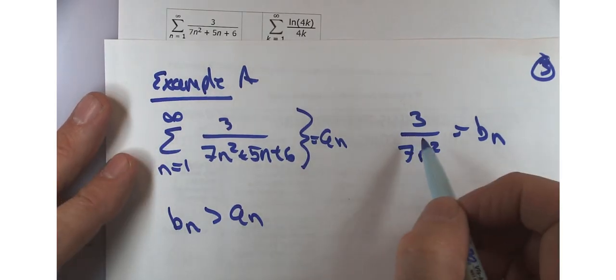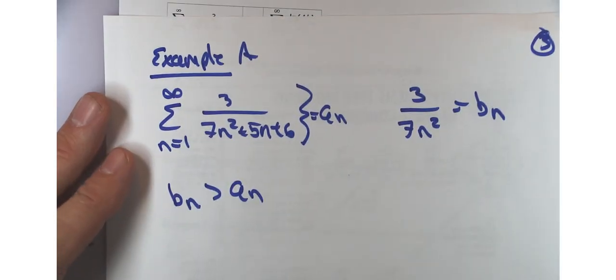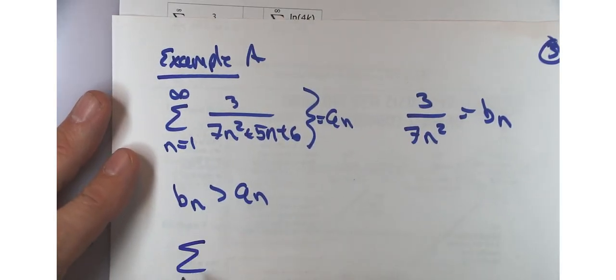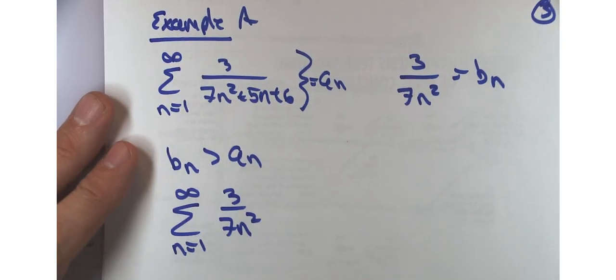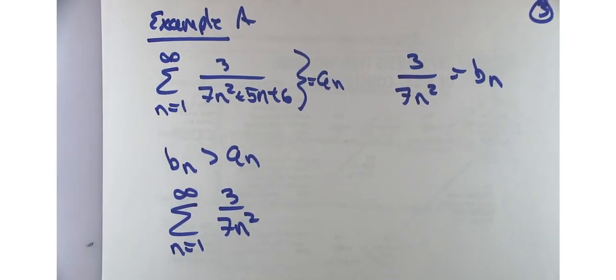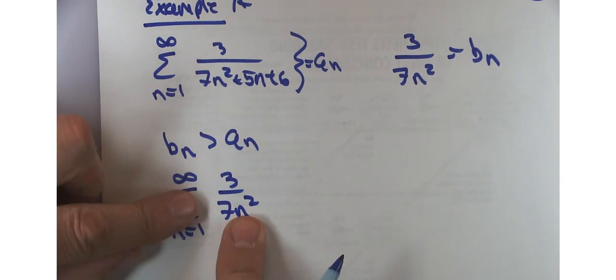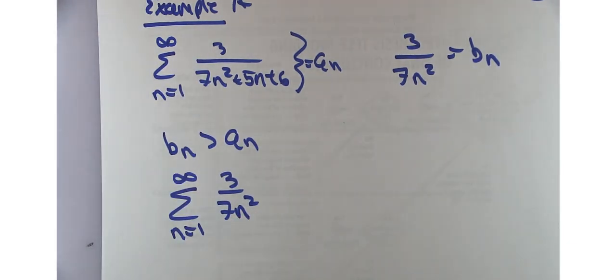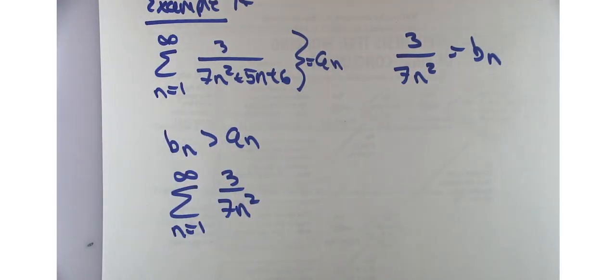Let's think about a series of terms with b sub n. If I was to look at the sum from n equals 1 to infinity of 3 over 7n squared, can you tell me anything about the convergence or divergence of that one? The terms will approach 0, so that's kind of like applying our nth term test, but the nth term test can only show divergence. It can't show convergence. So that the terms approach 0 is nice, but it doesn't prove convergence.